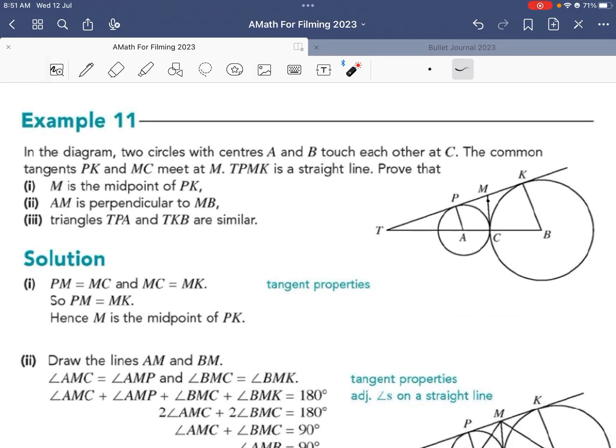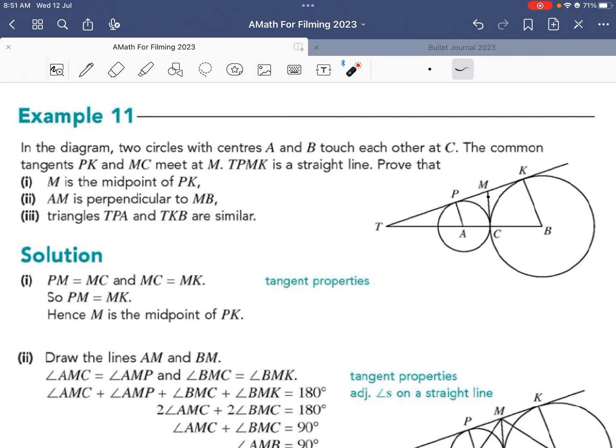Okay, example 11. In example 11, what we have is two circles with the centers A and B which touch each other at C. So they have the point C there. The common tangents PK and MC meet at point M over here. That means PK is a tangent to both the small circle and the large circle as well. So prove that M is the midpoint of PK.